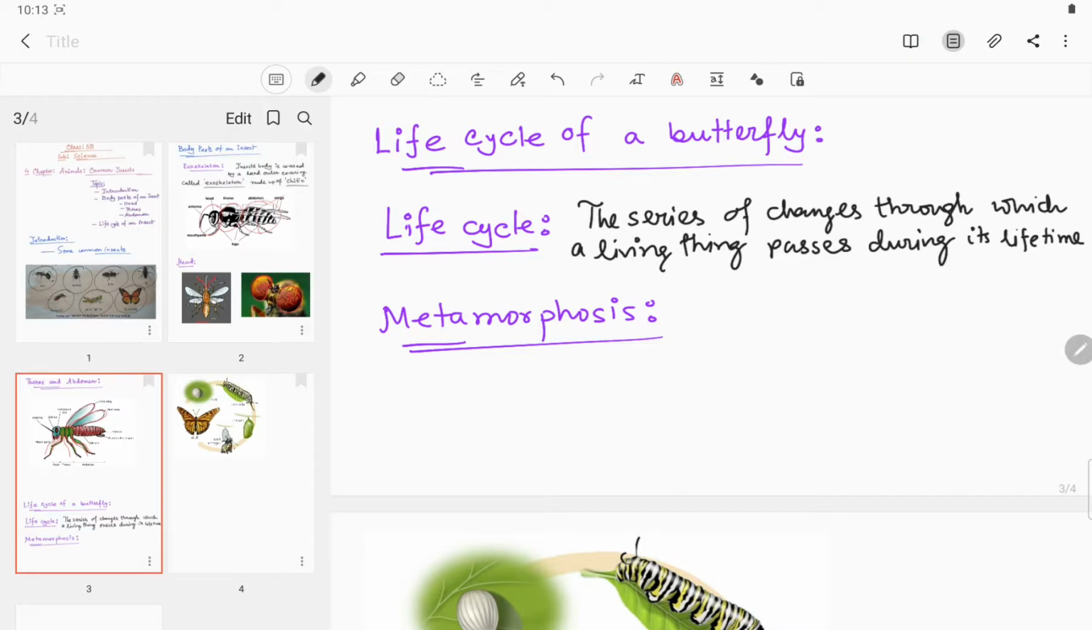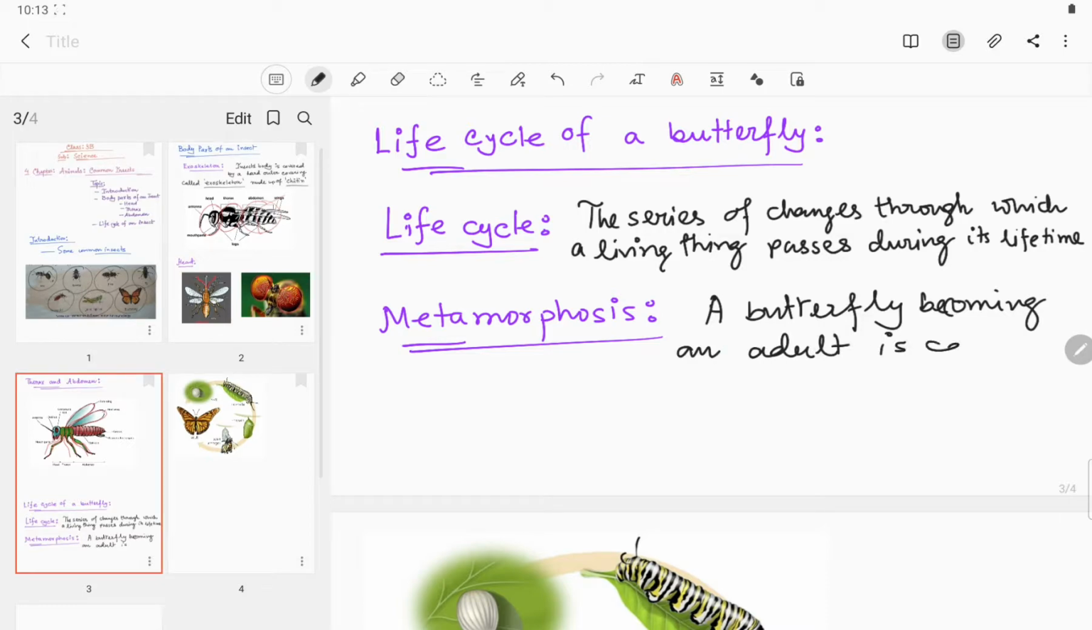Before starting, you have to know what metamorphosis is. Metamorphosis. Right? A butterfly becoming an adult is called metamorphosis.